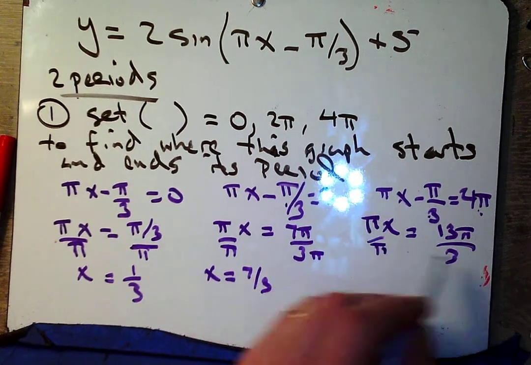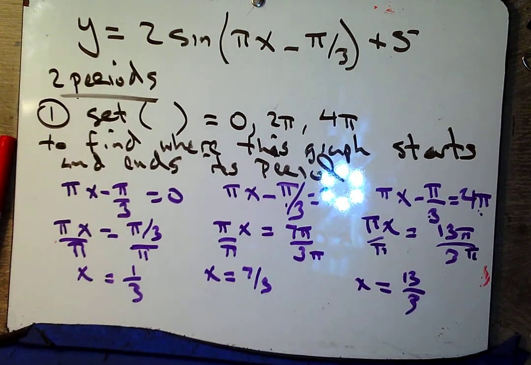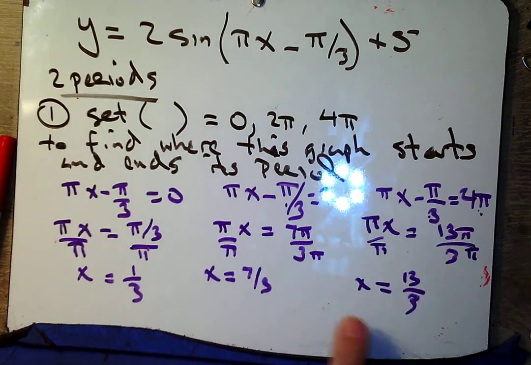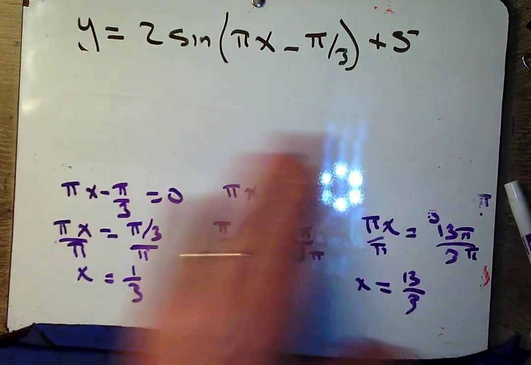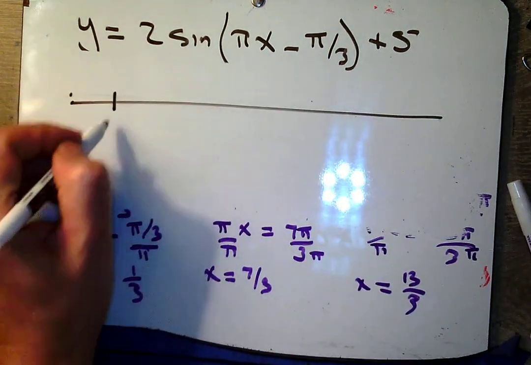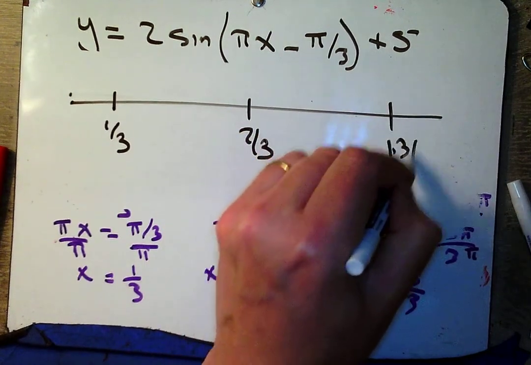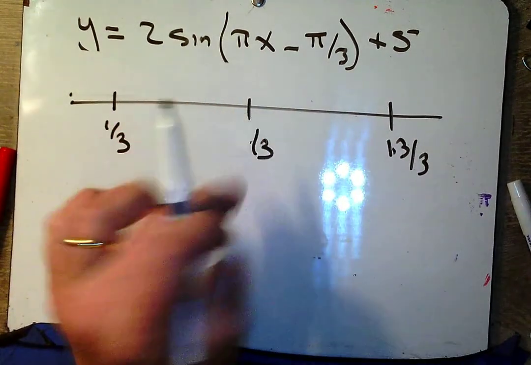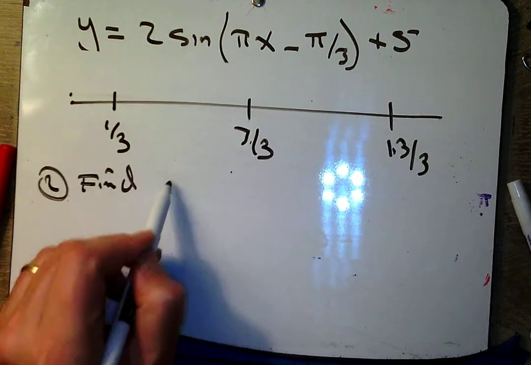And if I divide both sides by pi, I get x equals 13 thirds. So period starts here and ends here. Second period starts here and ends here. All right, well, let's see what that looks like. One third, 7 thirds, 13 thirds. Okay, so second step is going to be find the quarter points.